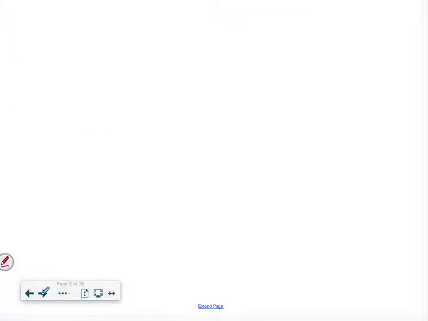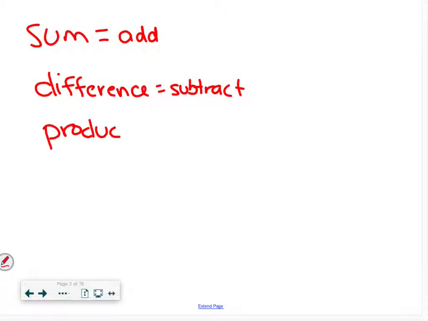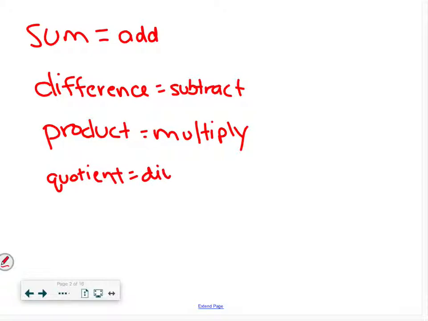So first of all, if I'm finding the sum, I'm hoping we realize that that means that we are doing addition. If I'm finding the difference between two numbers, then I am subtracting. If I'm finding the product of two numbers, then I'm hoping that we realize that that means that I am multiplying. And the last one is if they ask for the quotient, then that means that I'm going to divide.